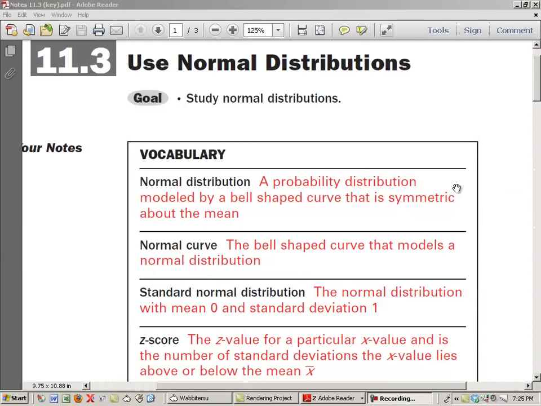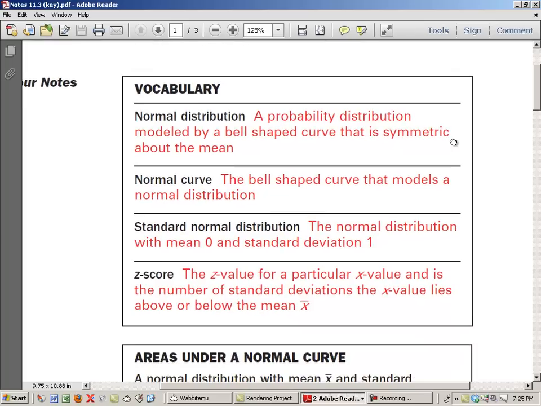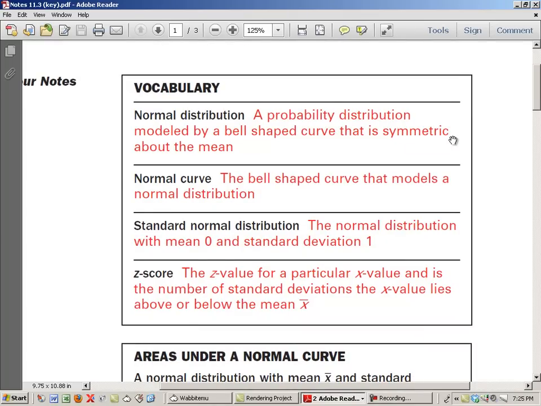In lesson 11.3, we're going to start talking a little bit about this idea of a normal distribution. All right, so to start off with some vocab, first of all, normal distribution. A normal distribution is a probability distribution modeled by a bell-shaped curve that is symmetric about the mean.